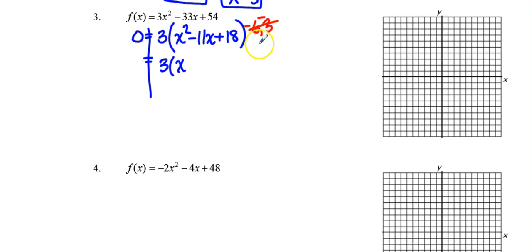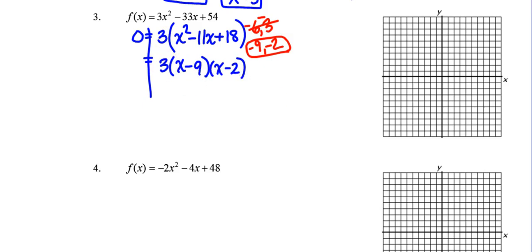How about 9 and 2? Would that work? Again, both would need to be negative because I'm trying to add to a negative number in the middle. Negative 9 plus a negative 2 does add to negative 11. So I know that this is my winning pair. And to factor, it's going to be x minus 9, x minus 2.